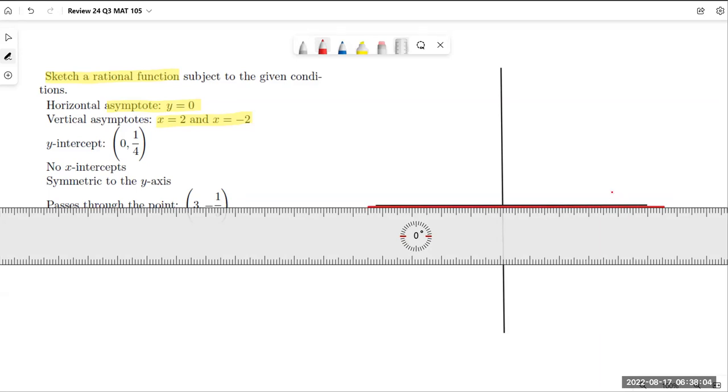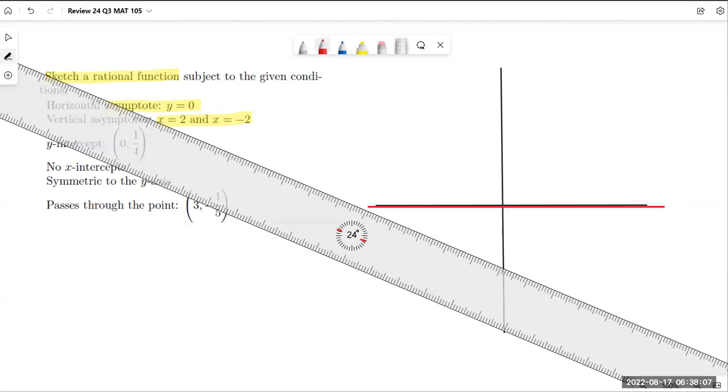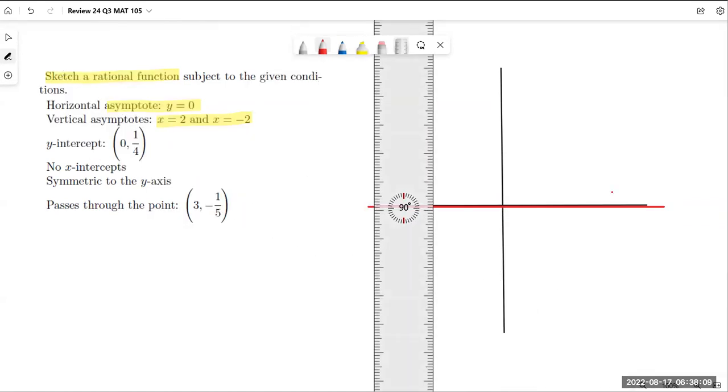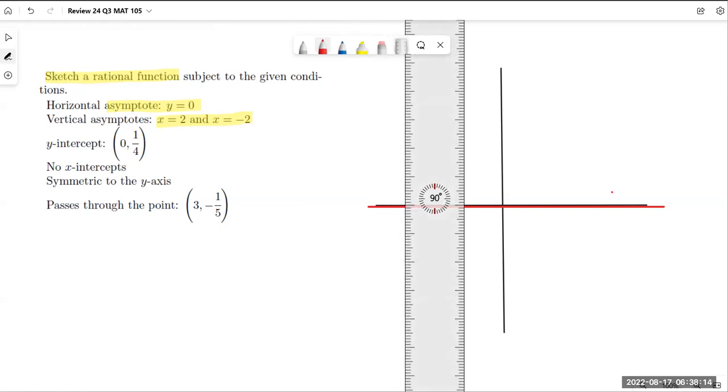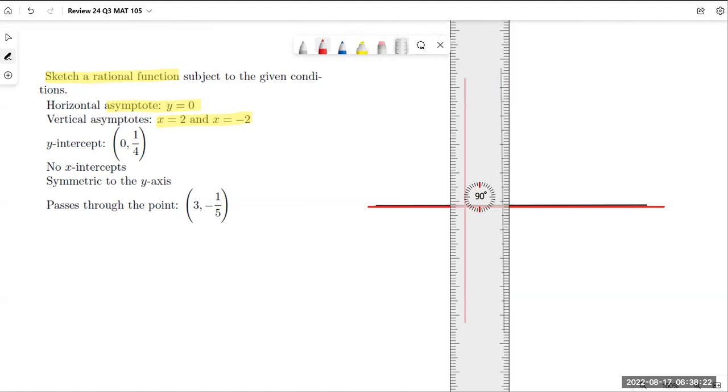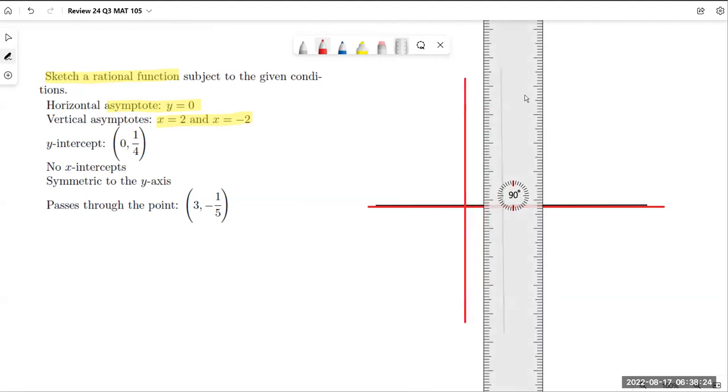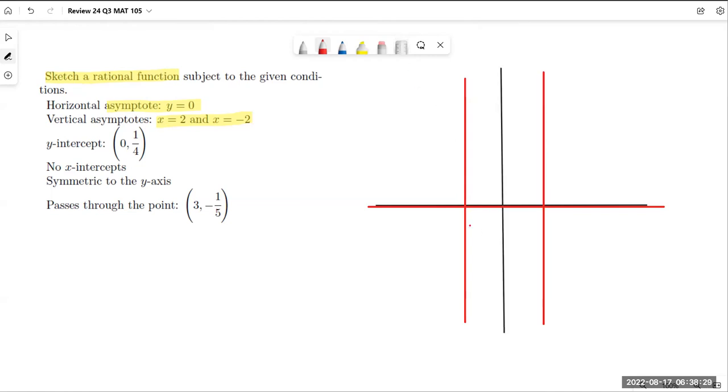Y equals 0. And then after that, I'm going to do the vertical asymptotes. So I'm going to assume, all right, let's say this is minus 2 here, and let's say this is going to be 2 over there. So minus 2 here, 2 here. This is x equals 2, this is x equals minus 2, this is y equals 0.